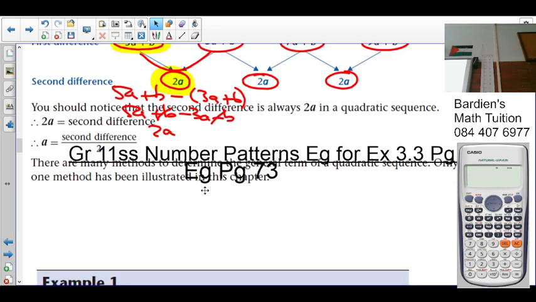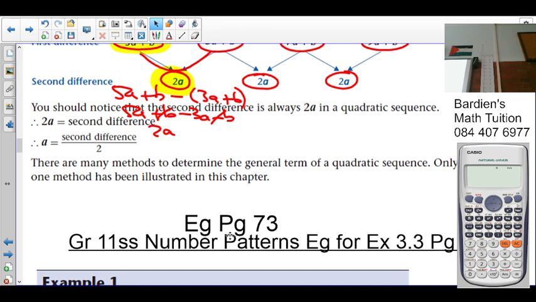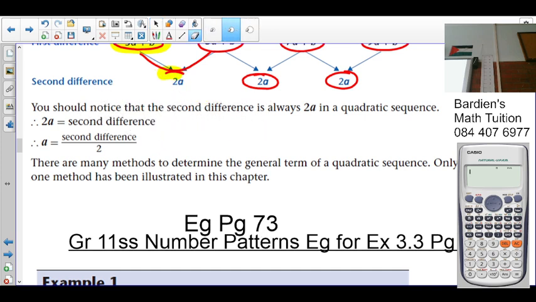The second common difference we have told here. So here you should notice that the second common difference is always 2a in a quadratic sequence. Therefore 2a is your second difference, and the a of the sequence is going to be your second difference over 2. So it will always be your second difference over 2. But you'll see now how we apply that.